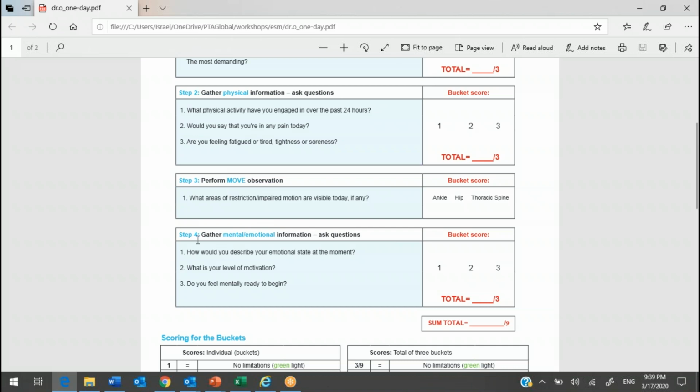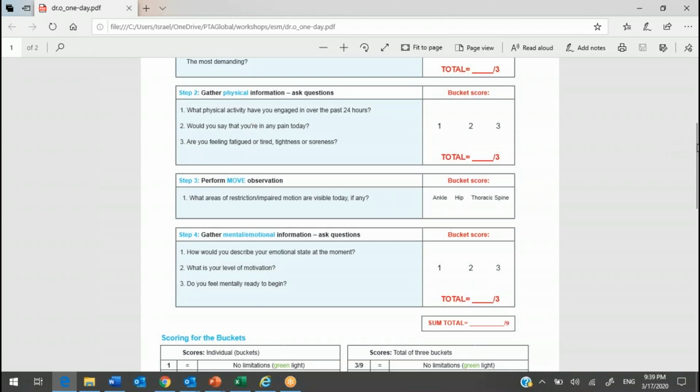But for today, we're going to move to the 3rd bucket, which is the mental and emotional bucket. The questions here: how would you describe your emotional state at the moment? What is your level of motivation? And do you feel mentally ready to begin? Again, scoring each of these questions 1 to 3, find the average aggregate score, place it in their bucket, and then we are going to summarize this.